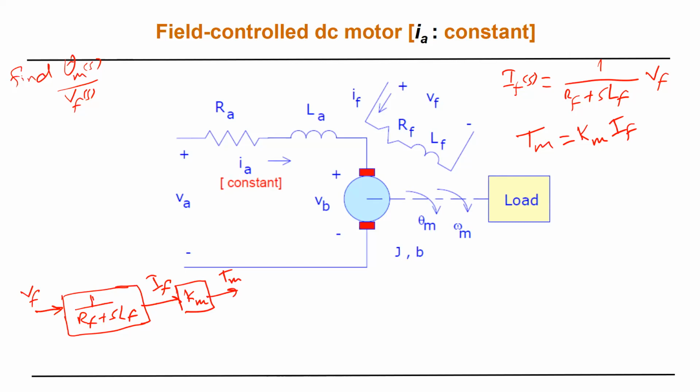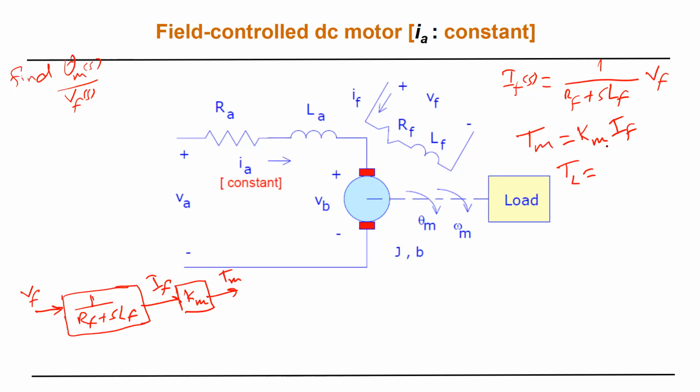Now, in the load side, what is the relationship between, okay, this Tm is the developed torque, and it will be transmitted to the load. However, suppose I have a disturbance in the system. If I have a disturbance in the system, what will TL be equal to? What do you think?